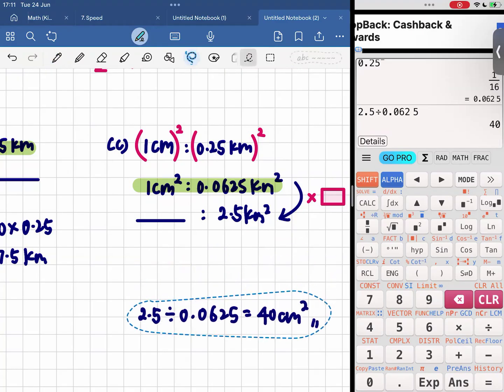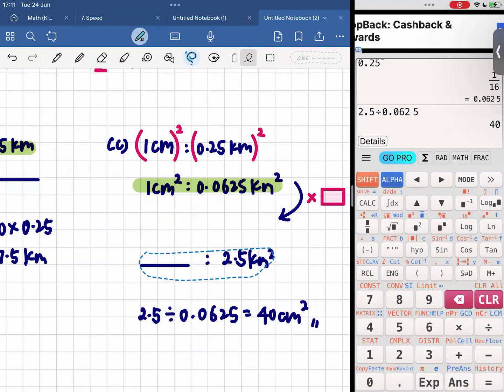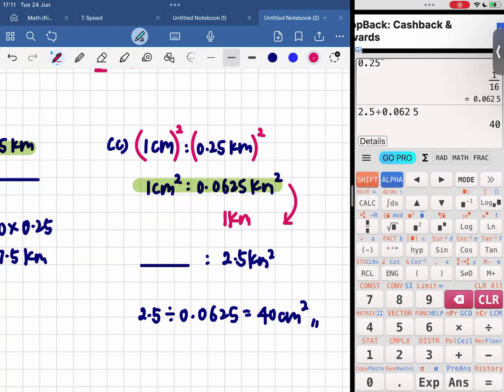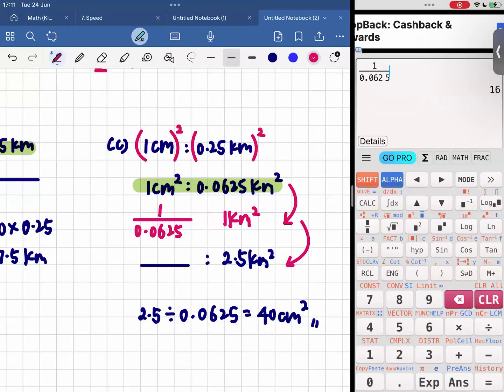Some of you don't like this method. So if you don't want to do it this way, what I recommend is just like your primary school ratio. What you can do is make it 1 kilometer square first. And how do you do that? You divide by 0.0625. Then from here to here, you multiply by 2.5. So it can be this way, times 2.5. You get the same answer.